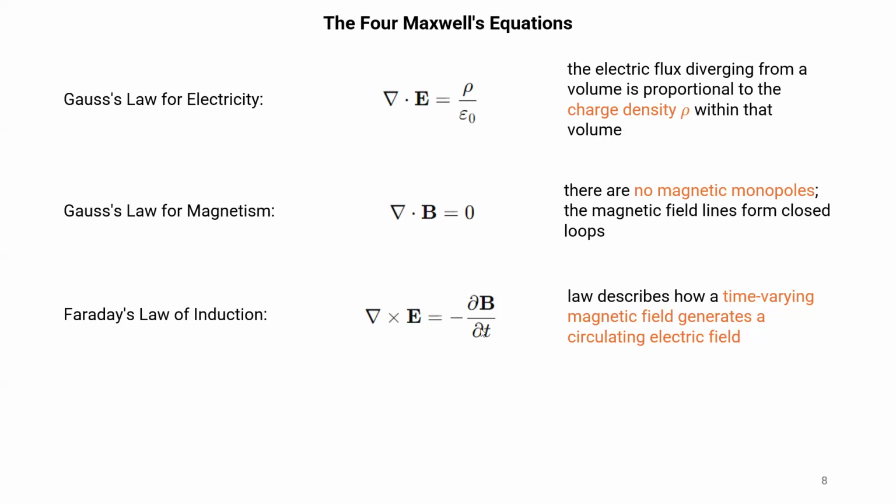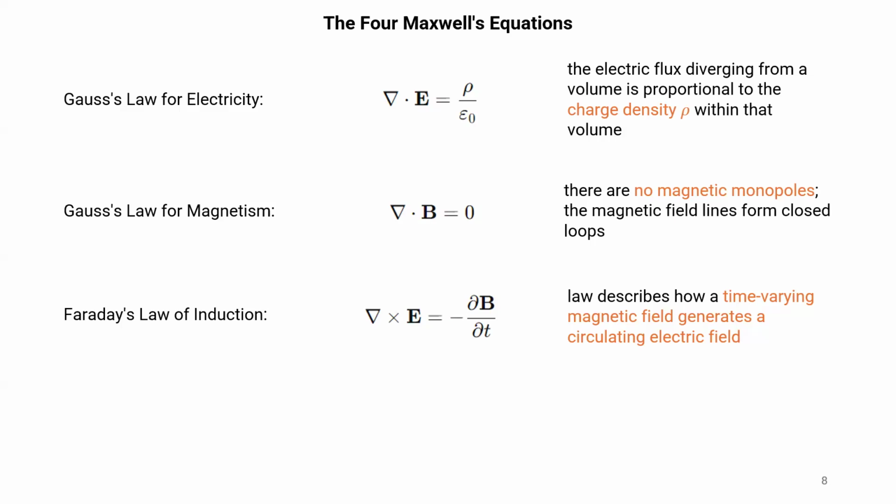So the physical meaning is crisp clear, right? The change of magnetic field in time, any change of any magnetic field in time, generates the curl of electric field. If you have magnetic field and it changes in time, it creates the curl of electric field.